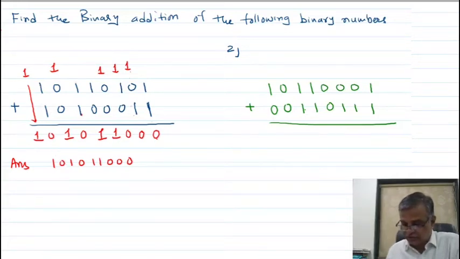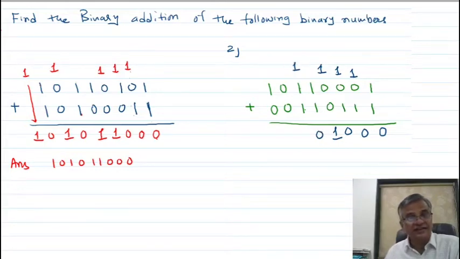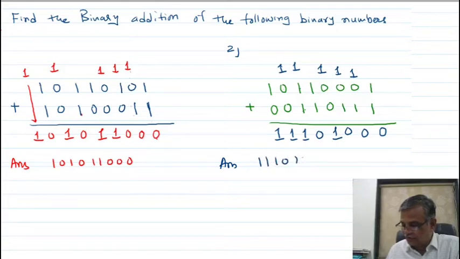Now let us do the second numerical. Again 1 plus 1, sum is 0, carry is 1. 1 plus 1, sum is 0, carry 1. 1 plus 1, sum is 0, carry 1. 1 plus 1, 0, carry 1. 1 plus 1 is 10, just now we have done. Plus 1, so 11 and carry 1. 1 plus 0 is 1, and this is 1. So your answer is 11101100.